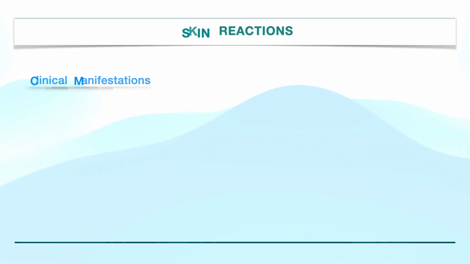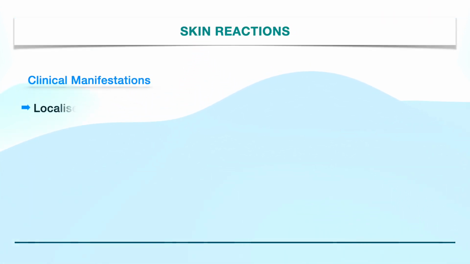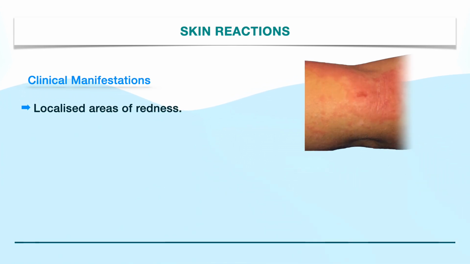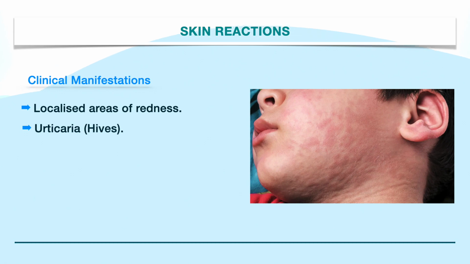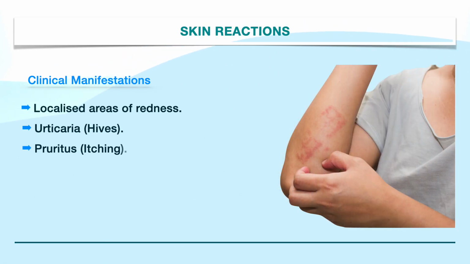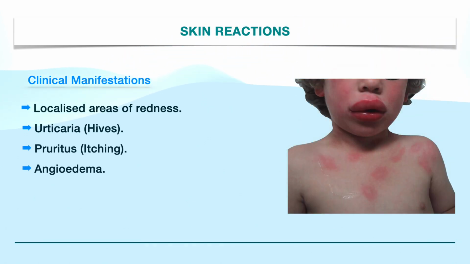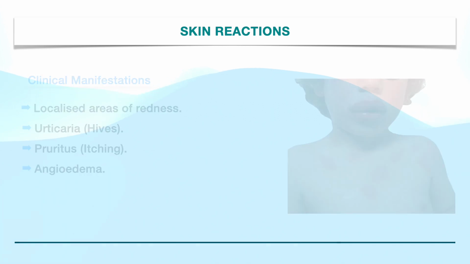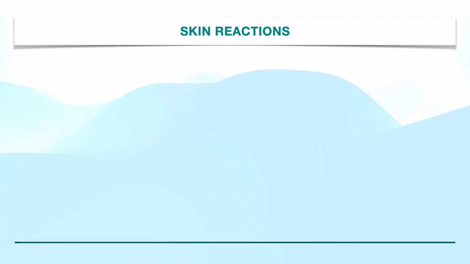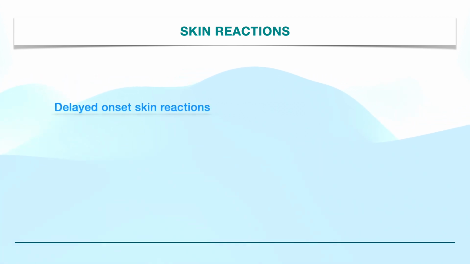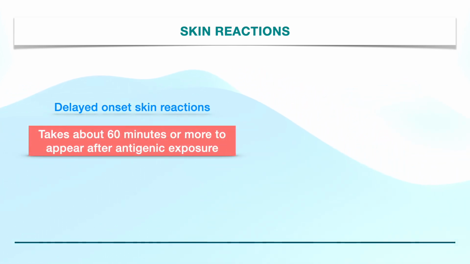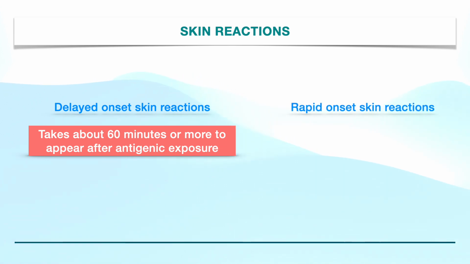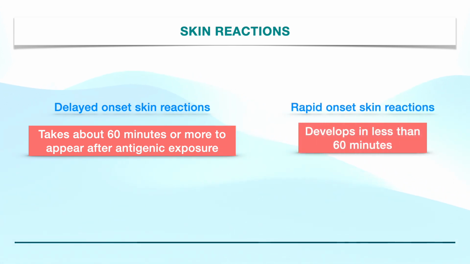Skin reactions generally present as localized areas of redness such as rashes and flushed skin, urticaria or hives, pruritus or itching, and angioedema. Also, the skin reactions may be grouped as delayed onset skin reactions that take about 60 minutes or more after antigenic exposure, and rapid onset reactions that develop in less than 60 minutes.